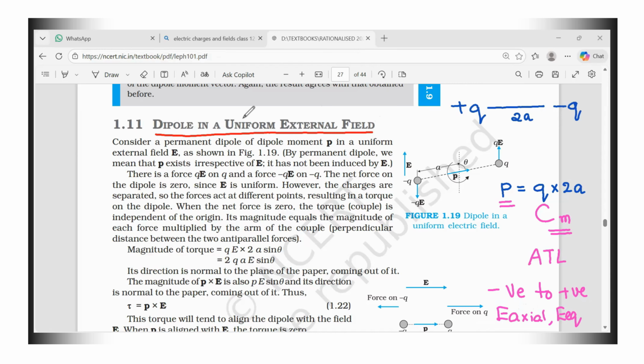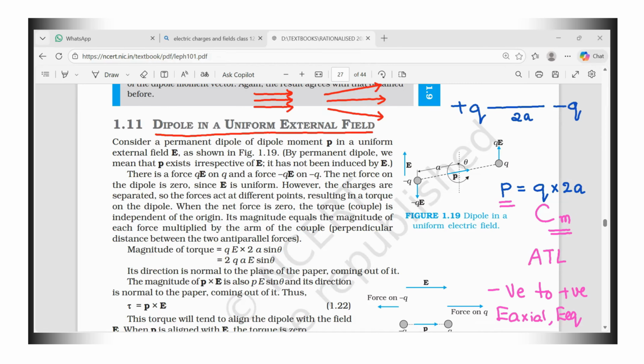And what do you mean by uniform field? Everywhere the field strength is the same. Normally, parallel lines with arrows are called a uniform field. We have learned it in the magnetic field also. But if the field lines are not parallel, then we can say that this is a non-uniform field.